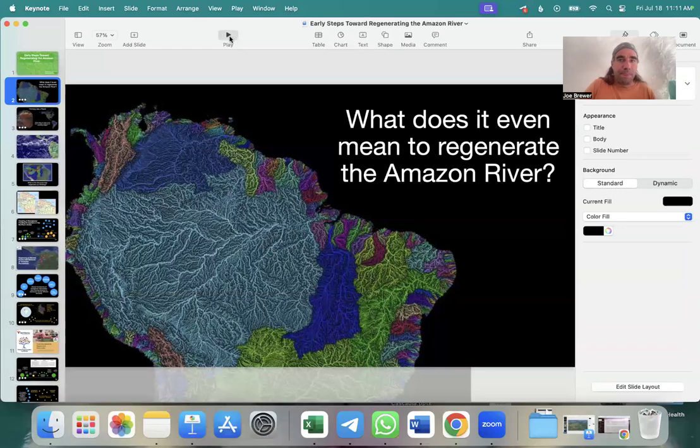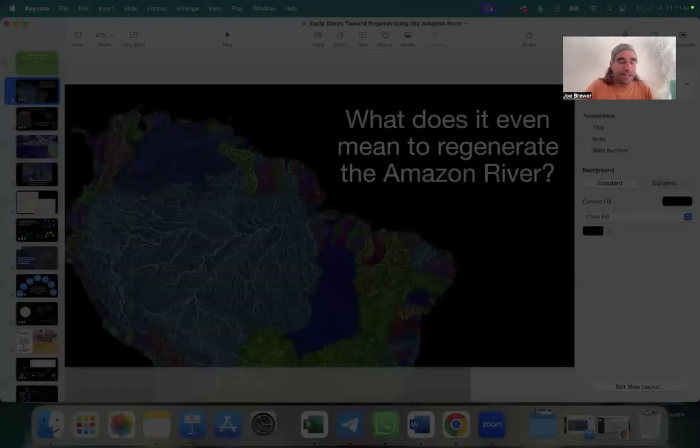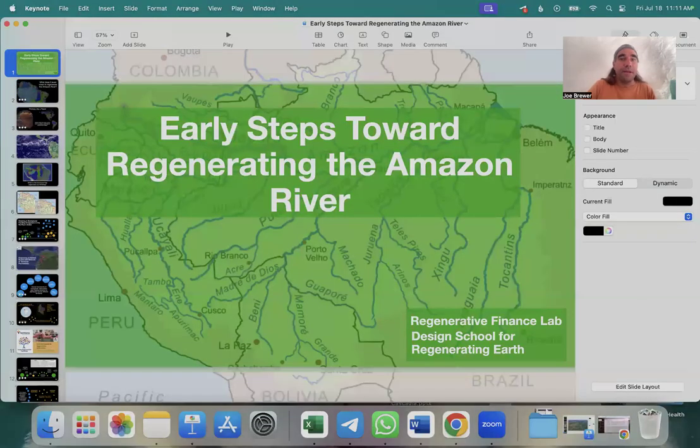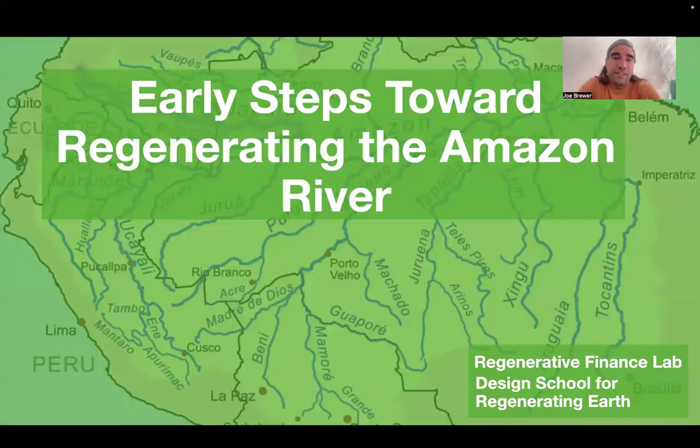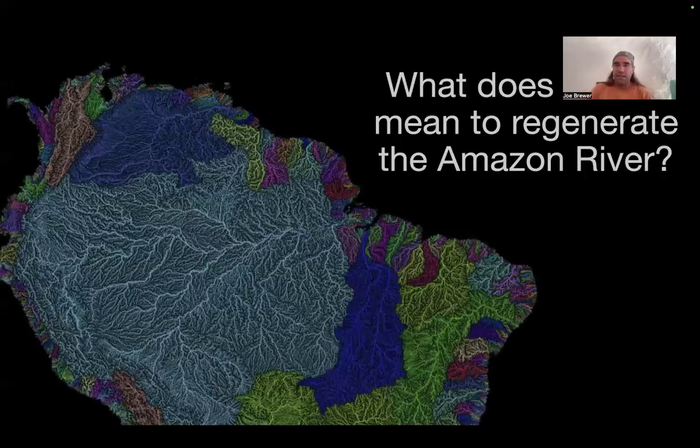Okay, here we go. So, oops, I'm on the wrong slide. I'll be on this slide. There we go. So the title of today's presentation is Early Steps Toward Regenerating the Amazon Basin. I've already explained that pretty well. So let's just jump in.